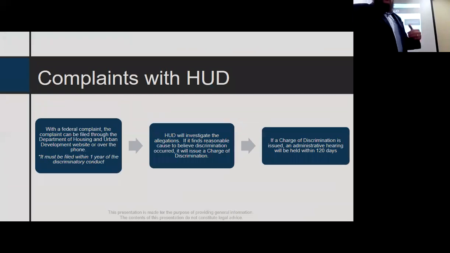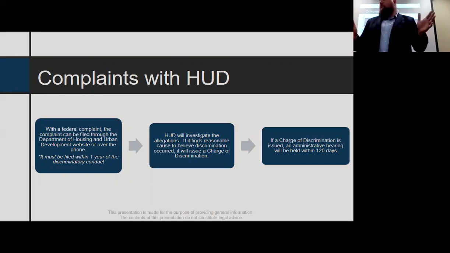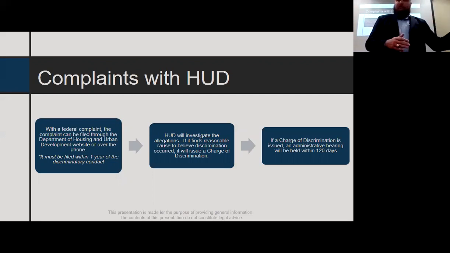Now, on the federal side, the Housing and Urban Development Department is the one that handles those complaints. And you can call them, or you can file a complaint on their website. You have 1 year from when the discriminatory conduct occurred to file your complaint. The earlier, the better. You have more facts, everything's fresh in your mind. So the earlier, the better on those.